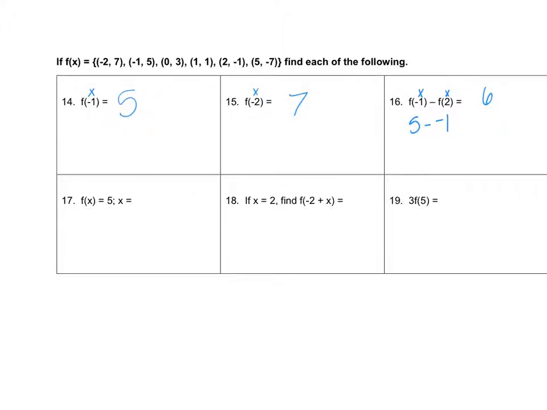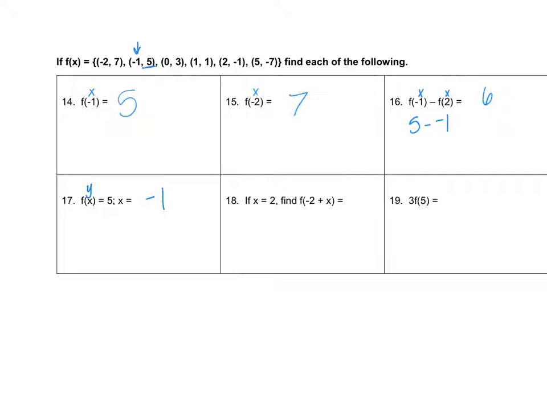17 is a little bit different. F of x, that's actually just a fancy way of saying y. So this is asking when y is equal to 5, what is x equal to? So take a look here. I see y is equal to 5, so x was actually equal to negative 1.